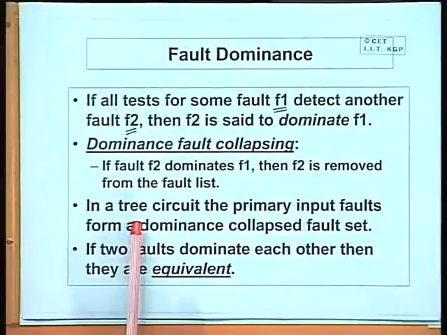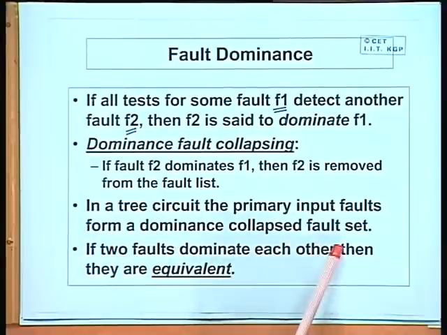So, let us come back to this slide. Here it says that in a tree circuit, the primary input faults form a dominance collapsed fault set. This is an interesting result. Let us try to explain what this means. See, a tree circuit is one where there is no fan out.